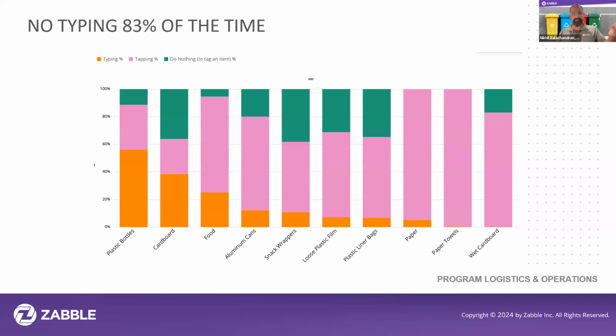For example, with snack wrappers and cans, typing was minimal and the auto tagging was high. In terms of wet cardboard, it was falsely identified in many cases and the user had to deselect that. Ultimately, where we're going with this is to have auto tagging be right most of the time, so the user doesn't have to type or tap on any of the buttons, and they can just quickly scan and move on. Next slide.